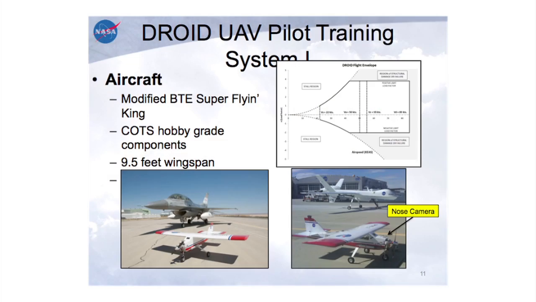Here's the DROID UAV pilot, so you can see the planes over there on the right. It's a modified BT Super Flying King. It's using commercial off-the-shelf hobby-grade components. And here's some of the stats.